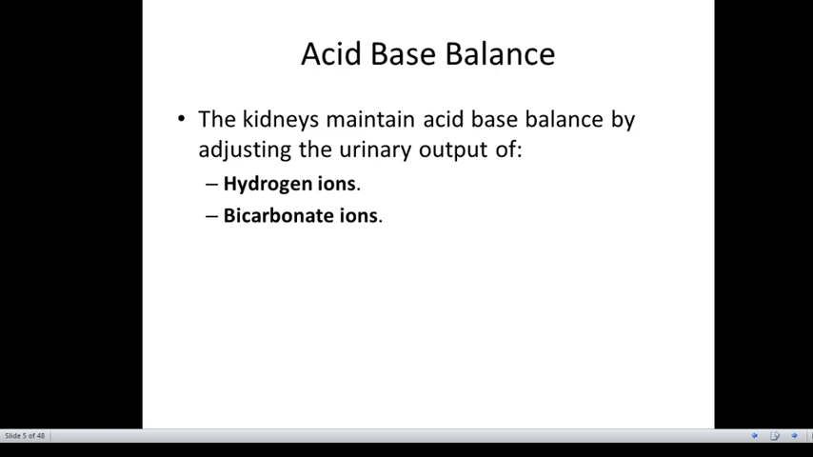The kidneys maintain acid-base balance by adjusting the urinary output of hydrogen ions and the bicarbonate ions.